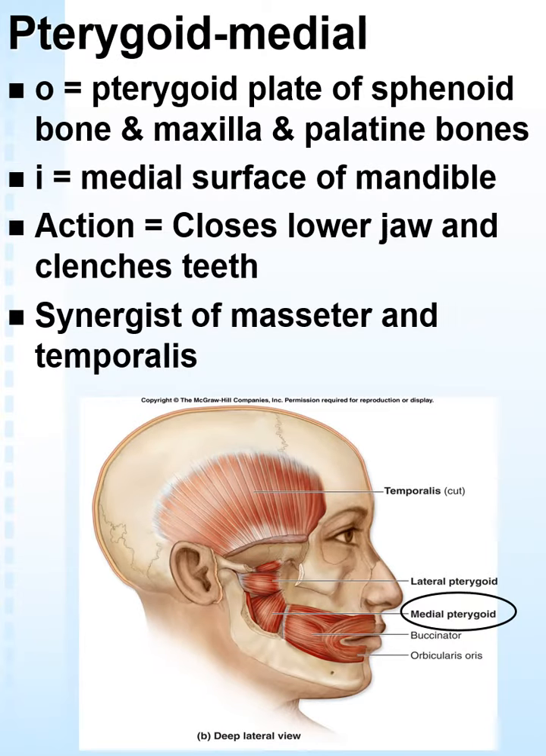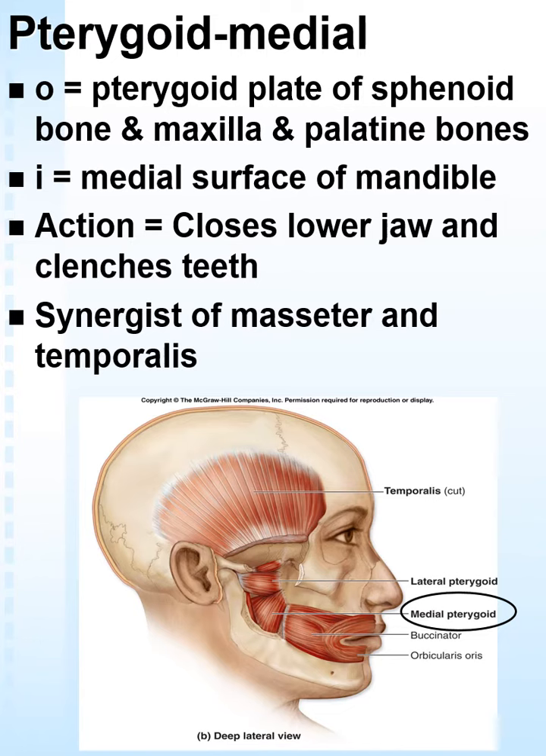The medial pterygoid muscle arises from the pterygoid plate of the sphenoid bone and inserts on the mandible. This is responsible for protracting the mandible and moves it from side to side during chewing. And the medial pterygoid will be more medial compared to the lateral pterygoid muscle. So again, it originates on the pterygoid plate of the sphenoid bone, as well as the maxilla and palatine bones, and it inserts on the medial surface of the mandible. And so this is a synergist to the masseter and the temporalis muscle, which again, synergist means aids in these types of movements.